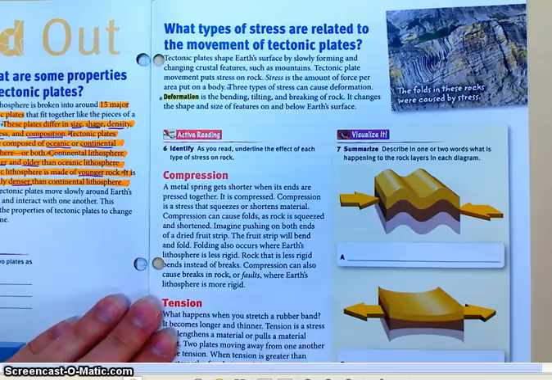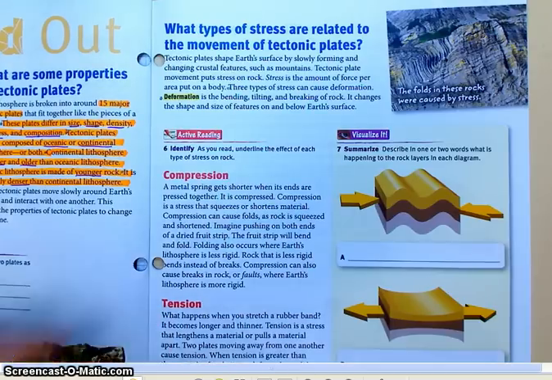And it says, what types of stress are related to the movement of tectonic plates? Tectonic plates shape Earth's surface by slowly forming and changing crustal features such as mountains. Tectonic plate movement puts stress on rock. Three types of stress cause deformation. Deformation is the bending, tilting, and breaking of rock, and it changes the shape and size of features on and below Earth's surface. All right.